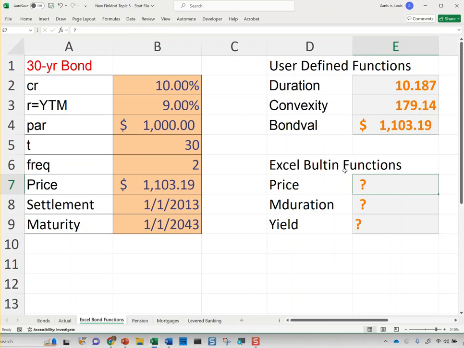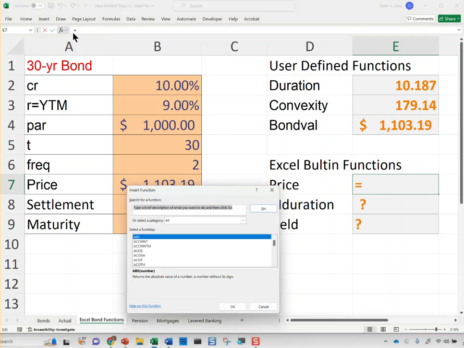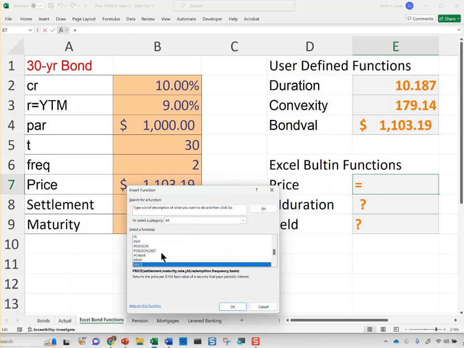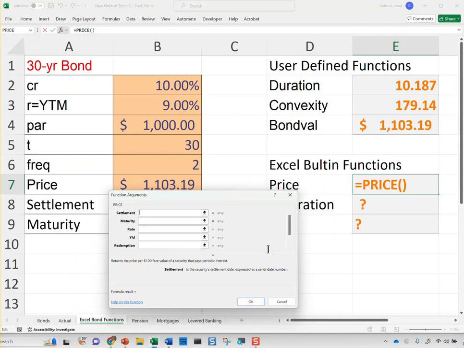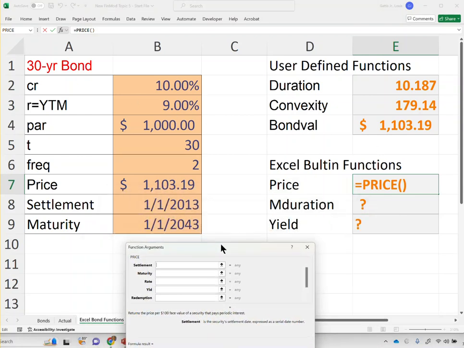Let's go ahead and use the price function in Excel. So I'll click on my FX. I'll click on all and start typing price down here, and there's my price function. So it requires the settlement date. So I just made up some dates here. Say I bought this bond on January 1st, 2013. That's going to be my settlement date. Maturity date matures in 2043, so that's the 30 years.